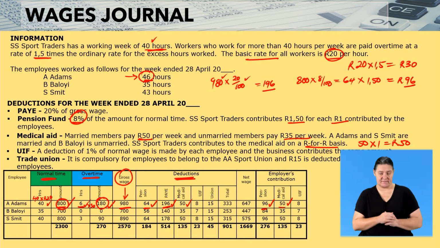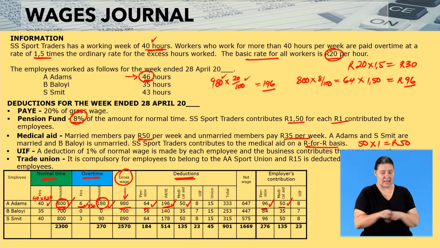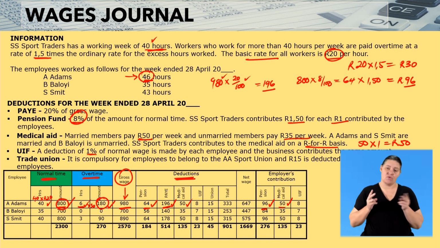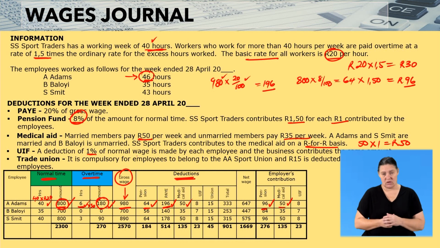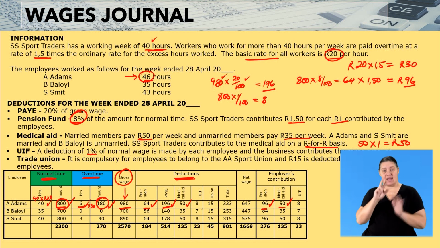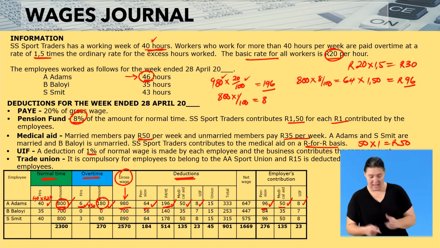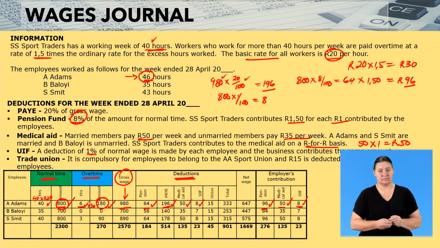UIF. A deduction of 1% of normal wage is made by each employee and the business contributes the same amount. So I'll come here, then I'll say a deduction of 1% of the normal wage. So I'll take my normal wage, which is 800. I'll get 1%. That is going to give me 8 rands. There you find 8 rand. And then they say the business contributes the same amount, 8 rand over here then, contributions.